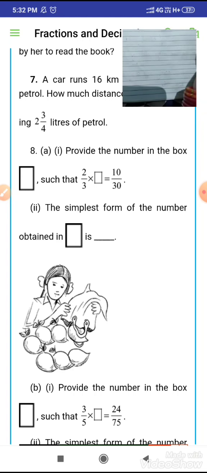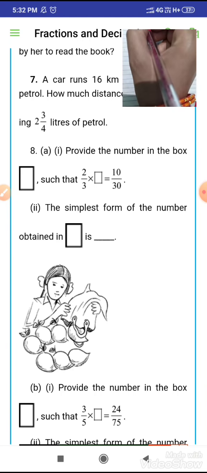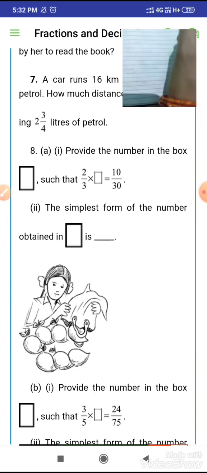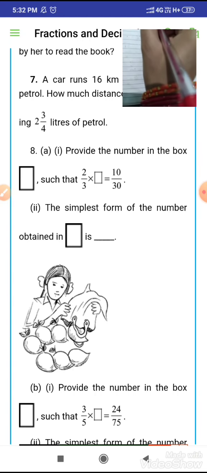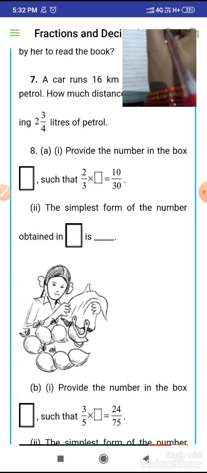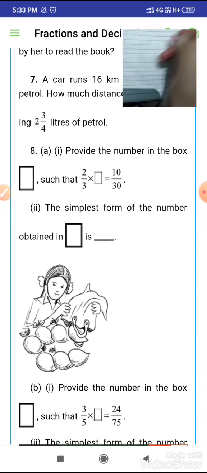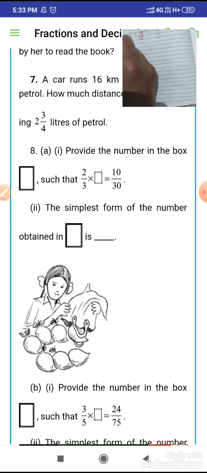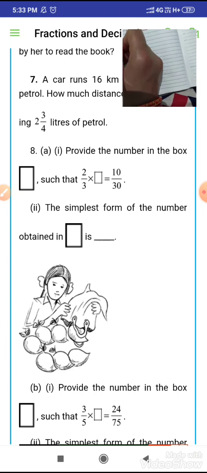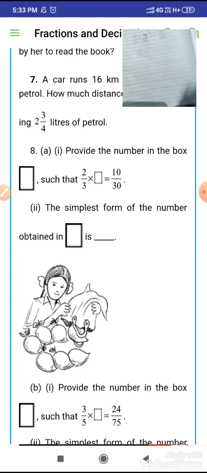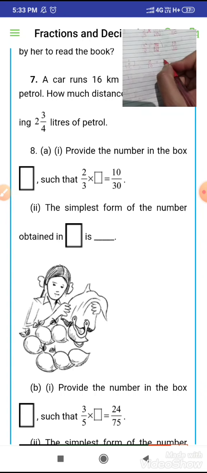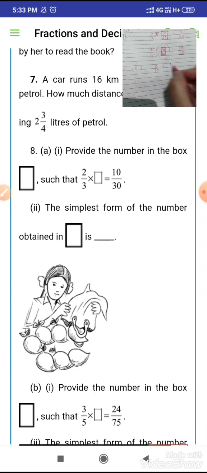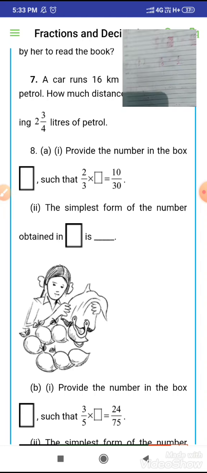And think about a number by which we can multiply our number 2 and it becomes 10, then the number is 5. So in the blank place the fraction that comes is 5 by 10. In the second part we have to simplify this fraction, 5 upon 10. After simplification it becomes 1 upon 2.